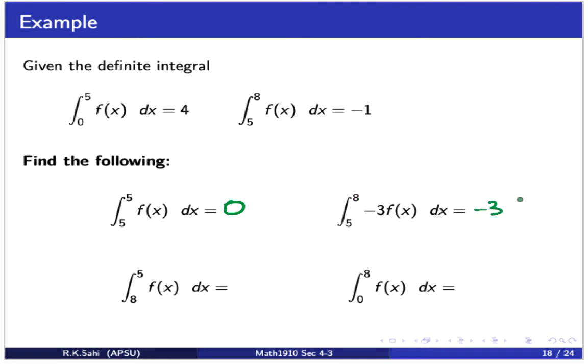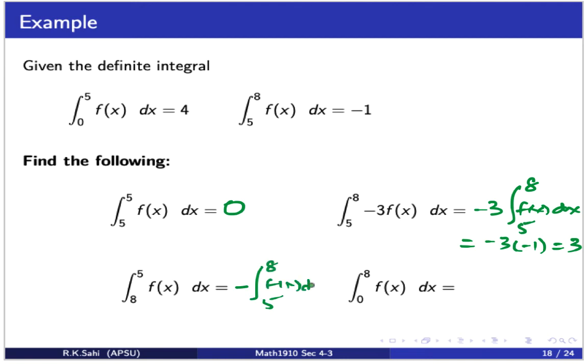The rule is take the constant out, and you have 5 to 8 of f(x) dx. What do you get? Minus 3. Now 5 to 8 of f(x) dx is minus 1, so it is 3. Now 8 to 5 of f(x) dx. Remember, we are flipping the lower and the upper limits. So it is negative of 5 to 8 of f(x) dx, which is negative of negative 1. Oh, sorry, I'm not adding, it's just 1.